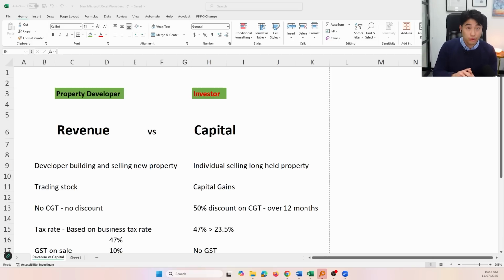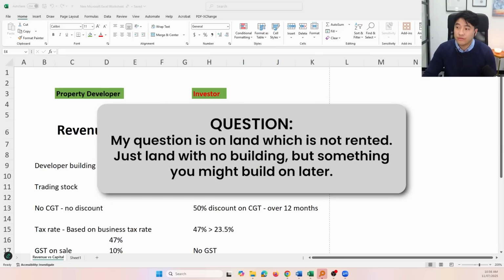But if, for example, you rented it out during the year and you're an investor and you've rented it out for 5 years, then you get to claim the interest against the rental income. Yeah. So you're saying that if there is no land on it. David, my question is, on land which is not rented, just land with no building, but something you might build on it. Yeah, that's a special case.